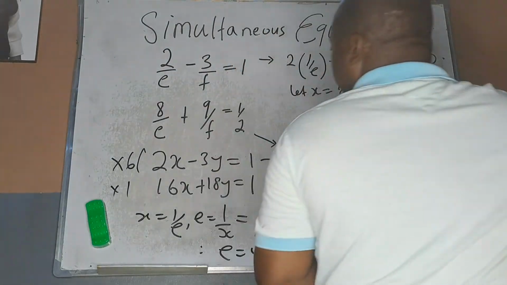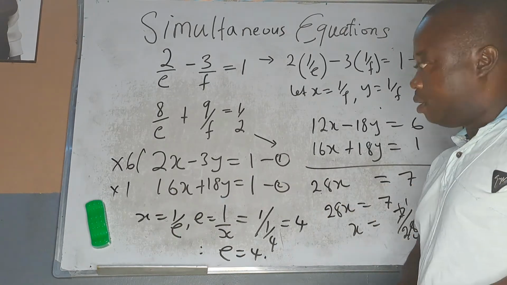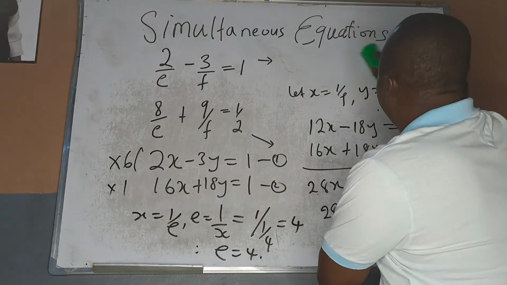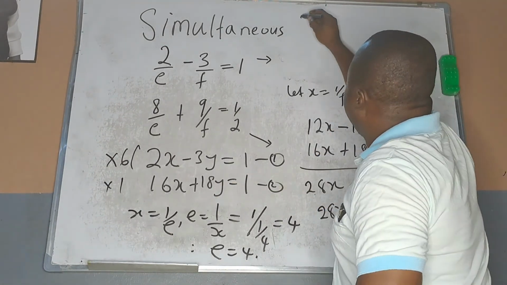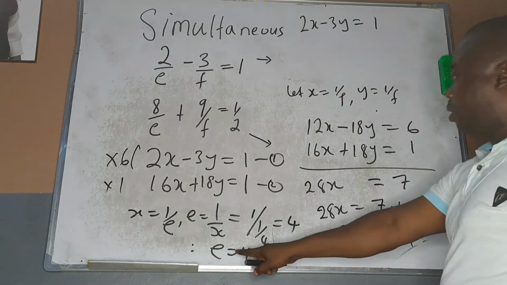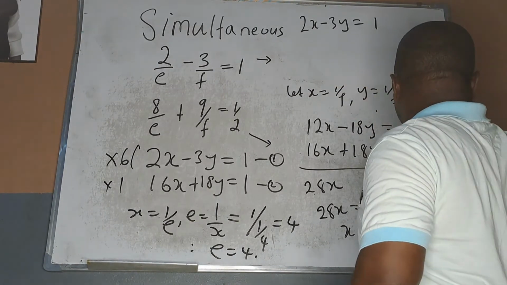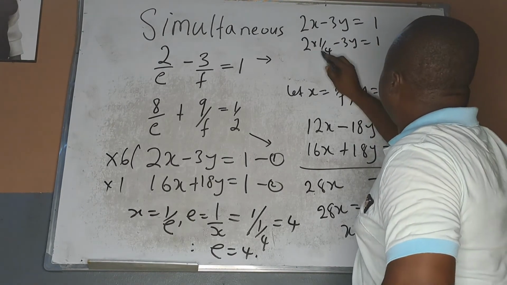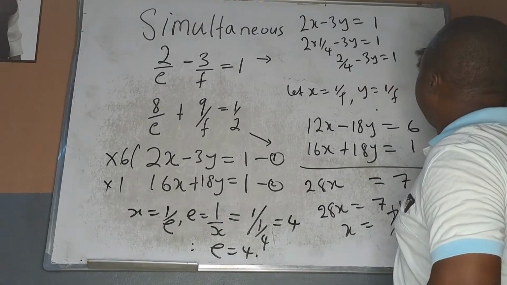Now we go to the other equation, equation 1. Let's use equation 1 to get our value for y. We have 2x minus 3y equals 1. So x is 1 over 4. So 2x means 2 times 1 over 4. So we have 2 times 1 over 4 minus 3y equals 1. So we'll have 2 over 4 minus 3y equals 1.